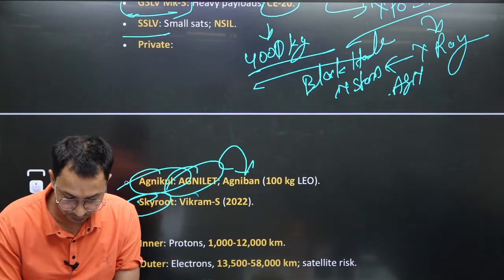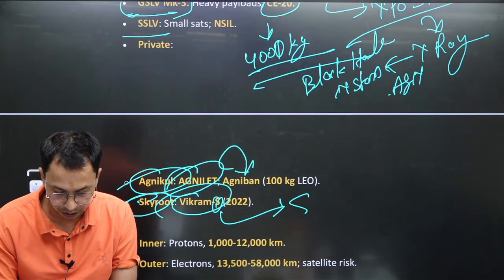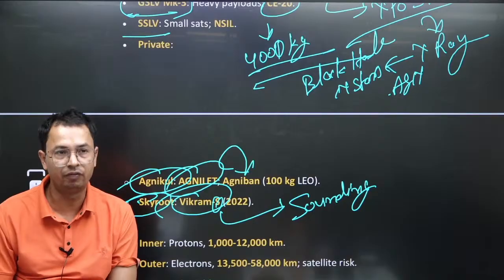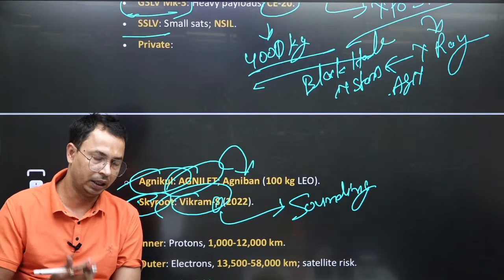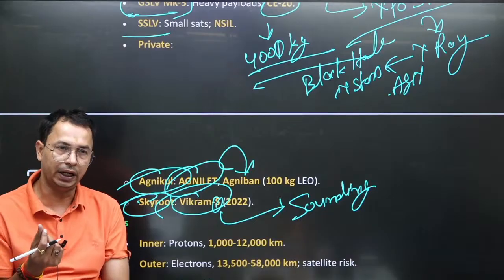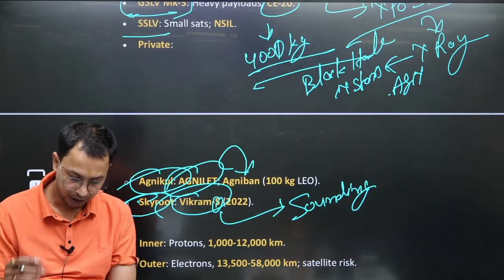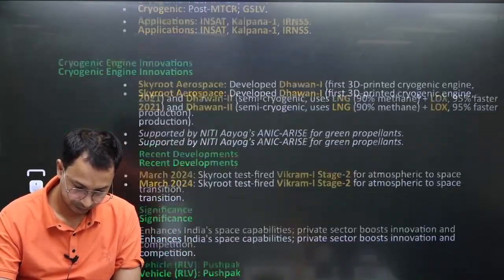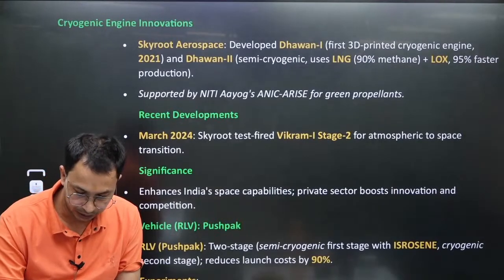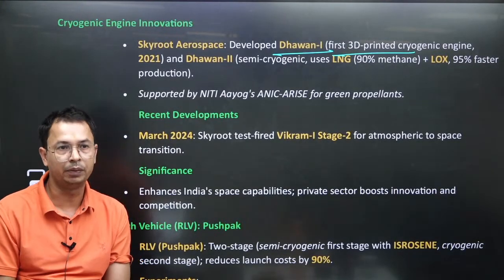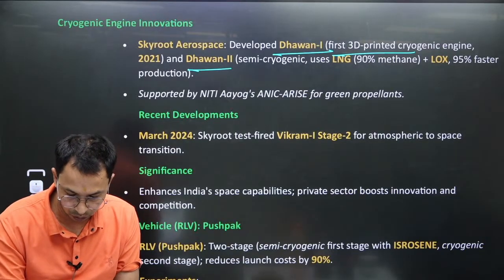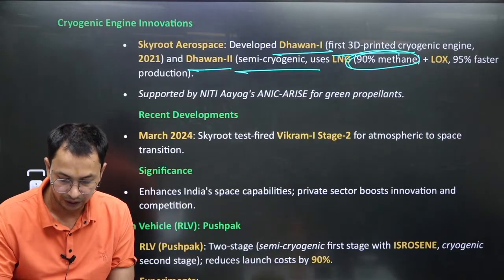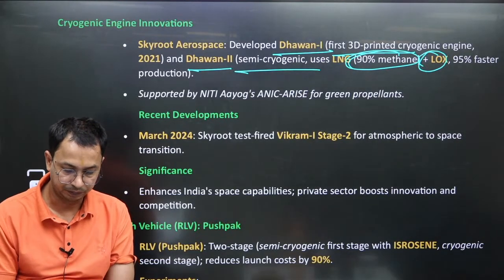Skyroot is developing 4 rockets. One is Vikram S. S denotes the sounding rocket. Then they will develop Vikram 1, Vikram 2, Vikram 3, and on that there will be the engines Dhawan 1, Dhawan 2 and Dhawan 3. So, Skyroot, in the Dhawan 1 there will be the first 3D printed rocket engine, and in the Dhawan 2 there will be the semi cryogenic engine. In the semi cryogenic engine they will use liquid methane and liquid oxygen.